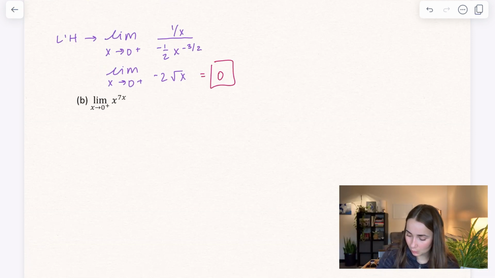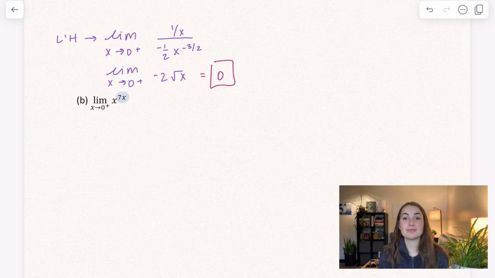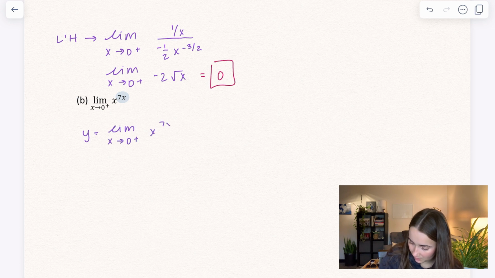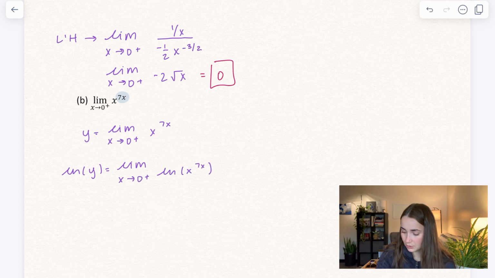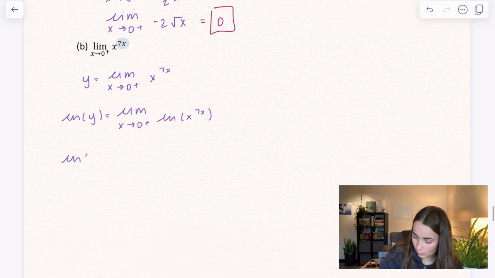Okay, let's go ahead and try this one. I'm going to give you guys a hint. Whenever you see a variable in the exponent, we're going to use natural log. So what I'm going to do is I'm going to say, okay, I'm going to set y equal to this. That way I can take natural log of both sides. So the purpose of doing that is that it brings the exponent down.